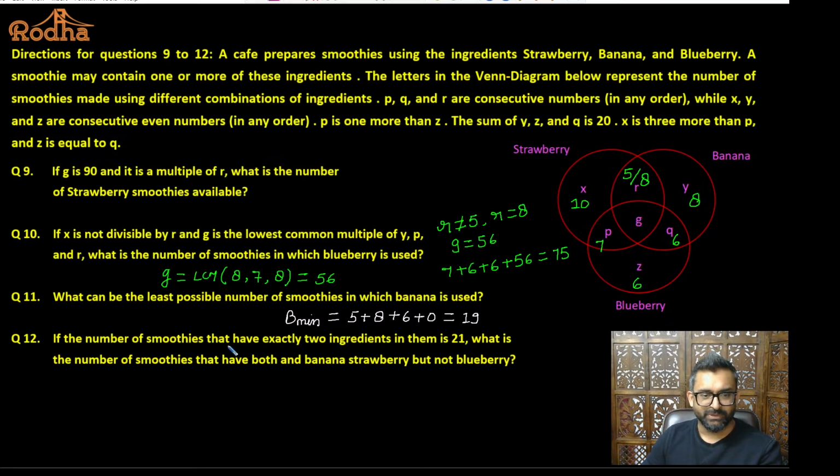What else? The question number 12. If the number of smoothies that we have exactly 2 ingredients is 21. How do we make it 21? 7 plus 6 is exactly 2.